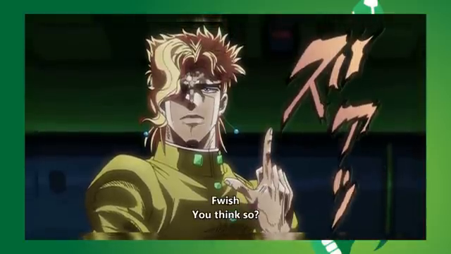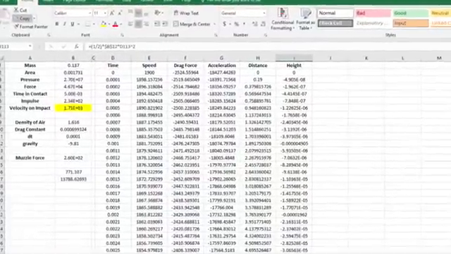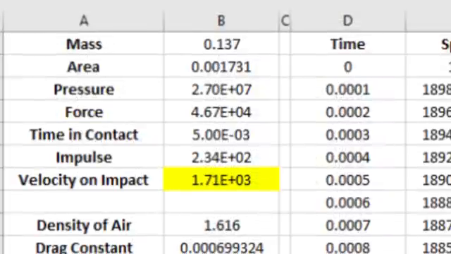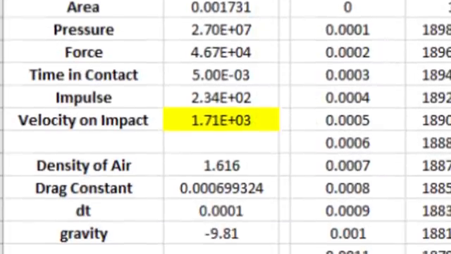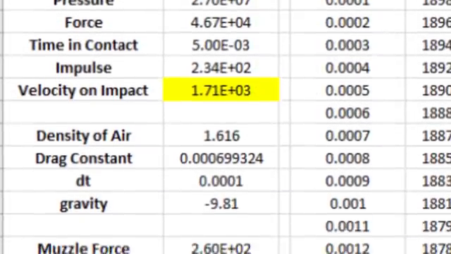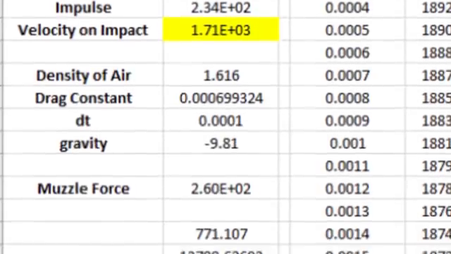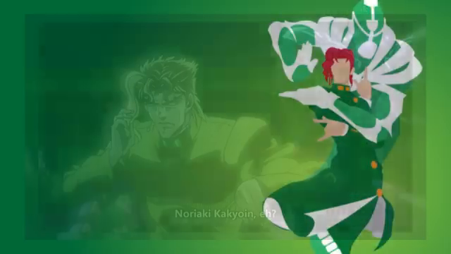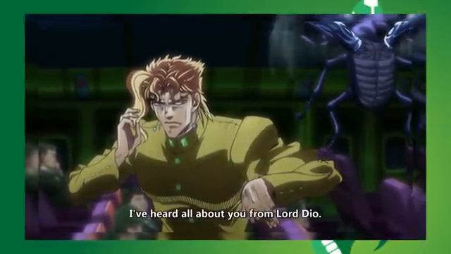Guess and check. She created an Excel spreadsheet that would do all of the math for us. All we needed to do was set the parameters we previously found. Mass, area, pressure, force, time of contact, impulse, velocity upon impact, density of air, and the drag constant are all set values. We picked a certain time interval dt to calculate at, where the smaller step you have, the more accurate your results are. So the step we chose was 1/10,000th.